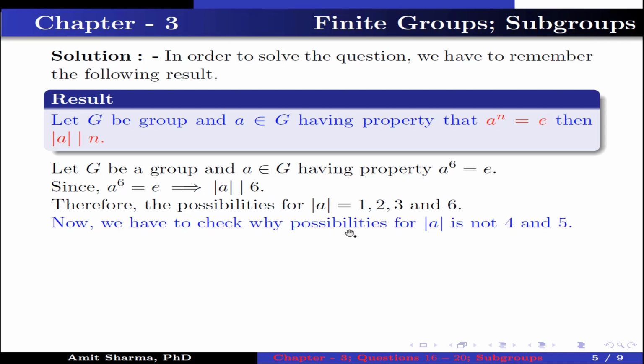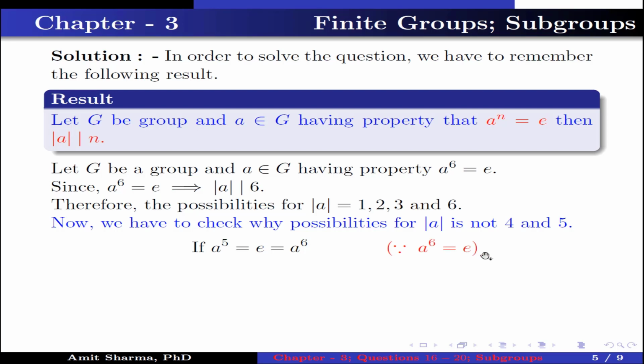Now, we have to check why the possibility for the order of a is not 4 and 5. One reason is that 4 and 5 do not divide 6. Let us see, if we take the order of a is 4 or 5, what happens? If we take a to the power 5 is equal to the identity, which is again written as a to the power 6, because a to the power 6 is equal to the identity.